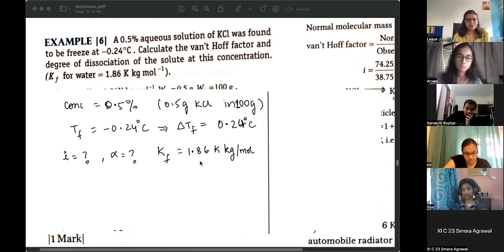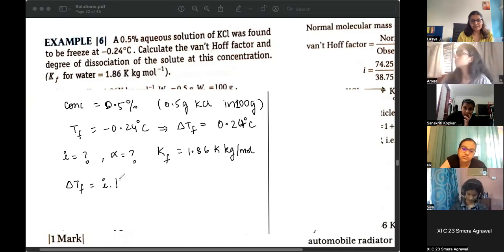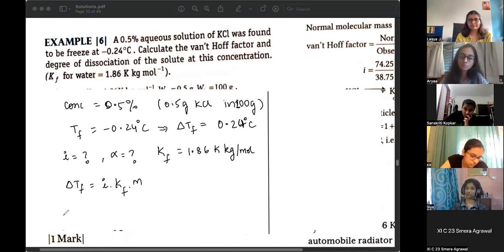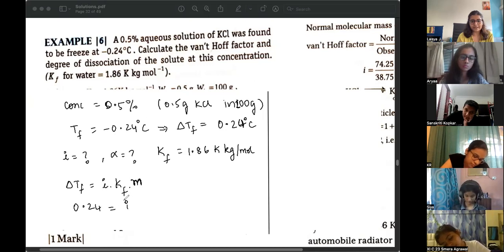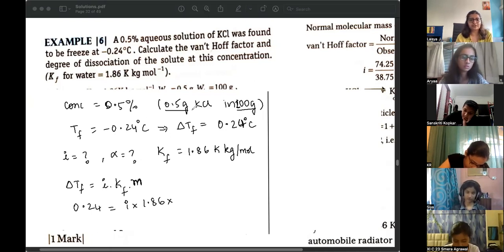Okay. So first step, we have our KF, we have our concentration, we have delta TF. So we can use the formula delta TF is equal to I into KF into molality to figure out I. Yes, no. Yeah. Okay. So put the values carefully. This is molality, so be careful with that. So 0.24 will be equal to I into KF, we know 1.86, into molality. So we mixed 0.5 grams of KCl in 100 grams of water. So can you figure out the molality from that information?